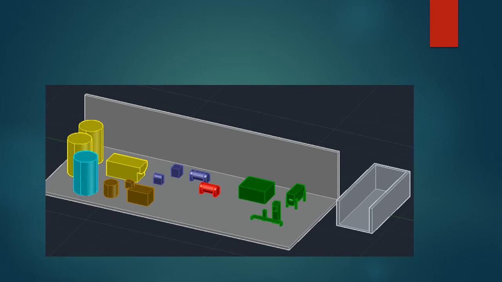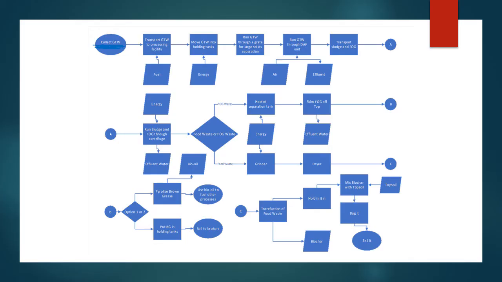Shown here is a three-dimensional representation of the equipment and how it would be laid out in the warehouse that we're implementing. Next is the process flow diagram that was put together by the team. It shows the progression through the system and where the inputs are added and outputs are created.